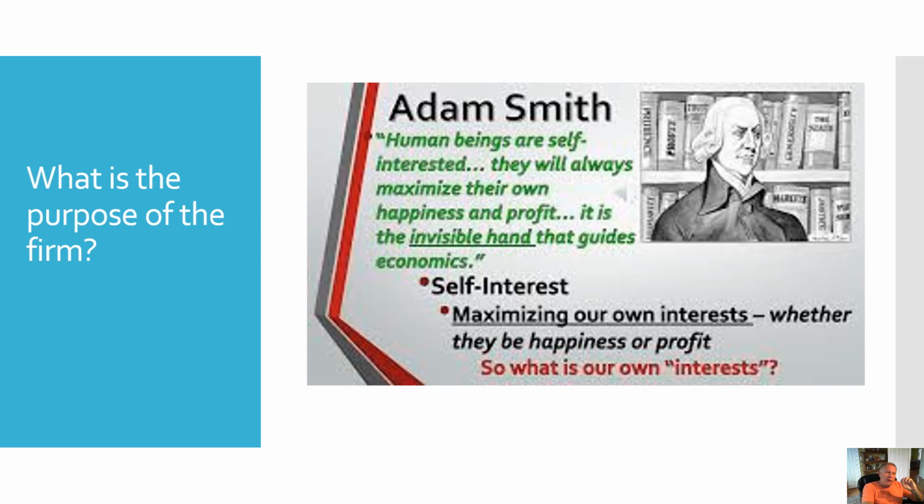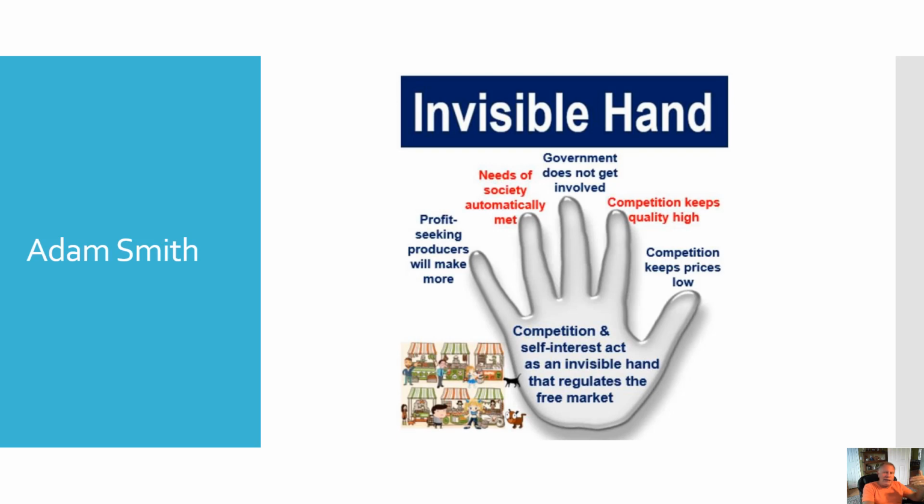So when we look at the purpose of the firm from a historical perspective, it would be to make as much money as possible for the shareholders. And what he said is this invisible hand would come in, and that profit-seeking producers are going to make more money, needs of society are met automatically, government doesn't get involved, competition keeps quality high, competition keeps price low. It's an invisible hand that regulates the free market. So that was how Adam Smith, a couple hundred years ago, perceived the purpose of the firm.